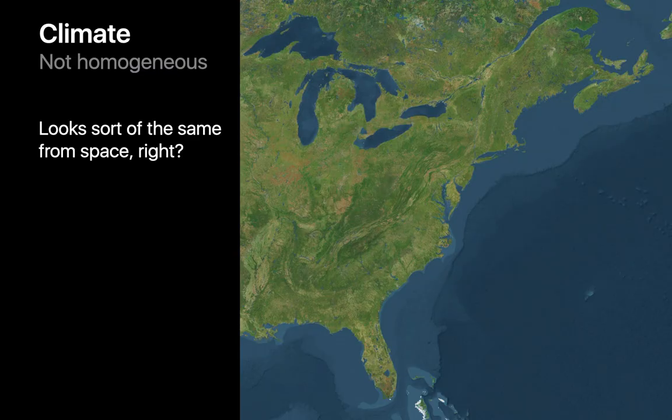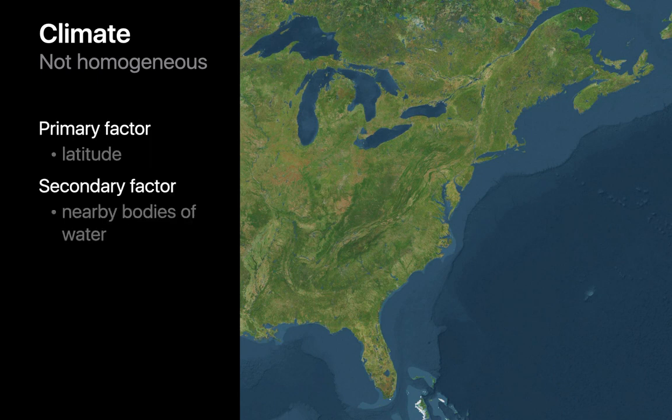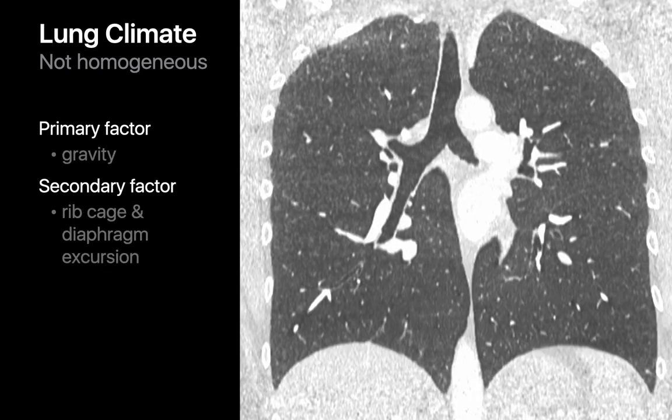Although the landmass itself appears pretty uniform from one region to another on a satellite map, more or less, the climate is certainly not uniform due to the effect of latitude, distance from the equator, in addition to proximity to nearby bodies of water. The lungs also appear pretty uniform from one region to another. However, the climate when it comes to ventilation, lymphatic flow, and blood perfusion is not uniform due to the effect of gravity, in addition to ribcage and diaphragm motion during each respiratory cycle.